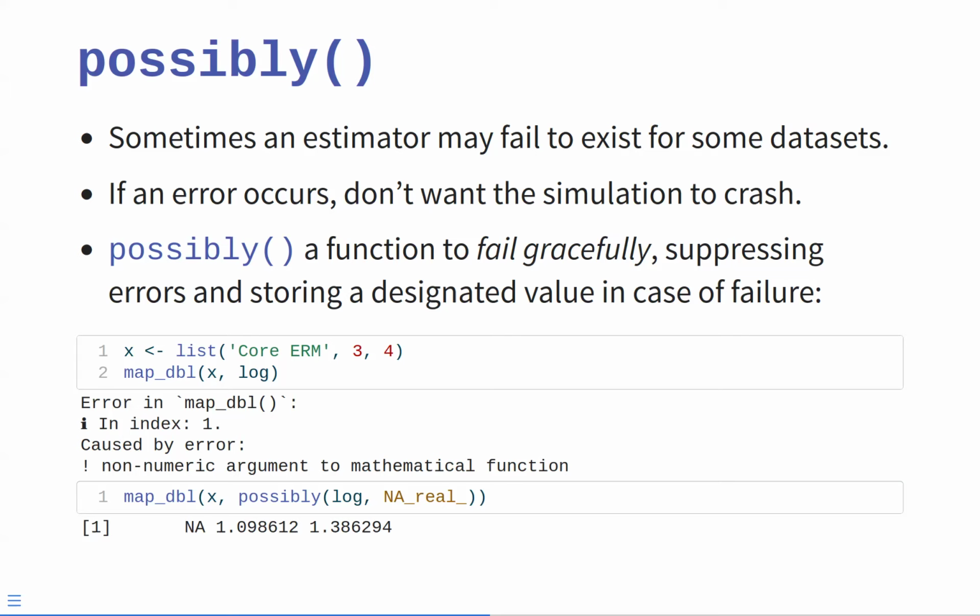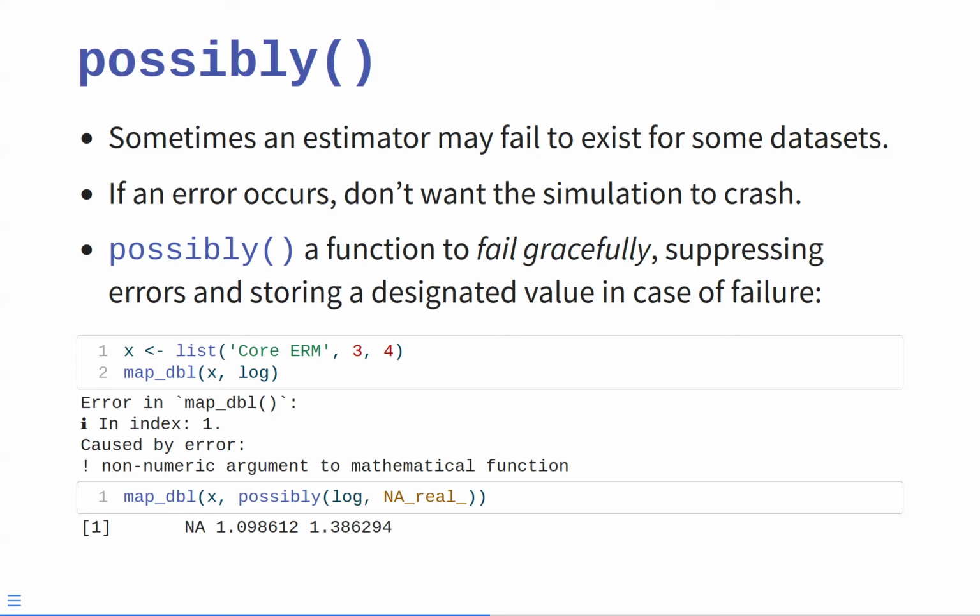So if you're in a situation where that could happen, and there's some non-negligible chance of it happening, you may want a way for your simulation to fail gracefully rather than just crashing midway through. So if you find yourself in that situation, the function possibly can be very helpful. This is also from purrr. What it does is it suppresses the errors and it stores a designated value in case of failure.